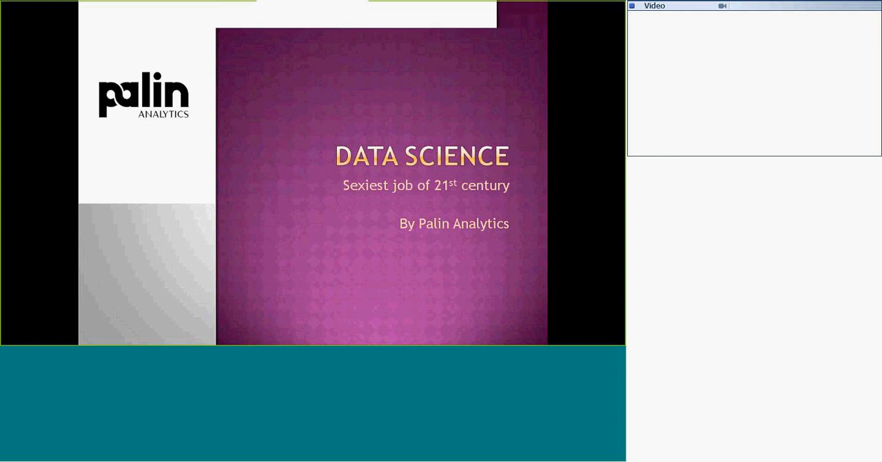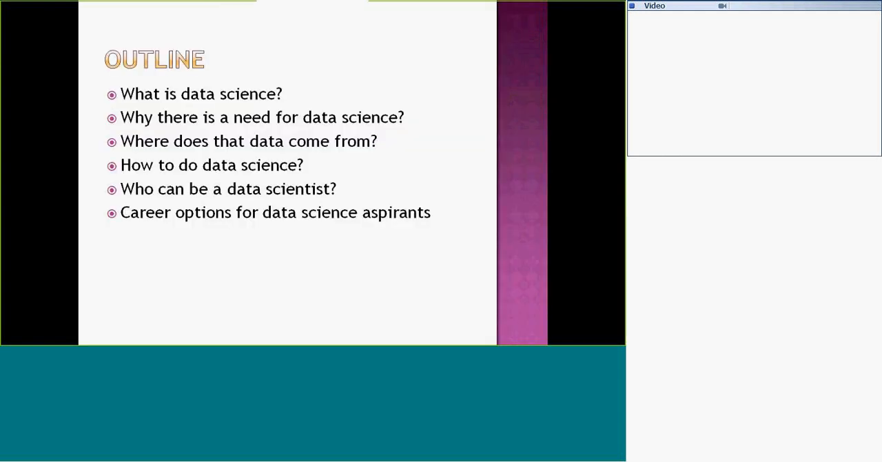What we will be covering in this session is I'll let you know about data science, like what it is and how it's done. We'll also discuss why there is a need for a data scientist or a data analyst. We'll also talk about where the data that we analyze comes from. We'll also check how to do data science. We'll also go over who can be a data scientist, and what skills are required for this field. And last, we'll have a brief idea about options in data science.